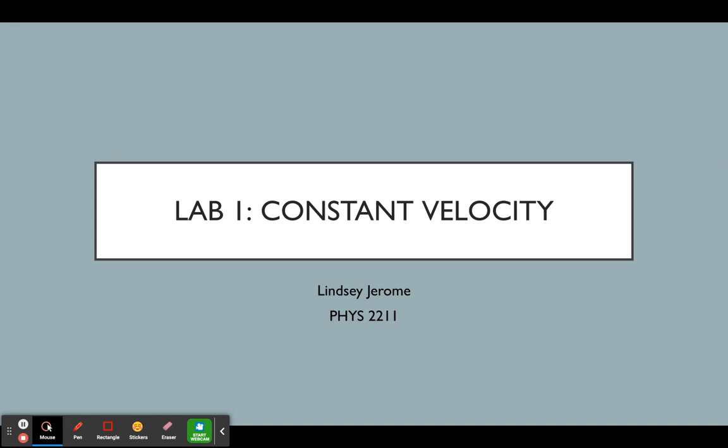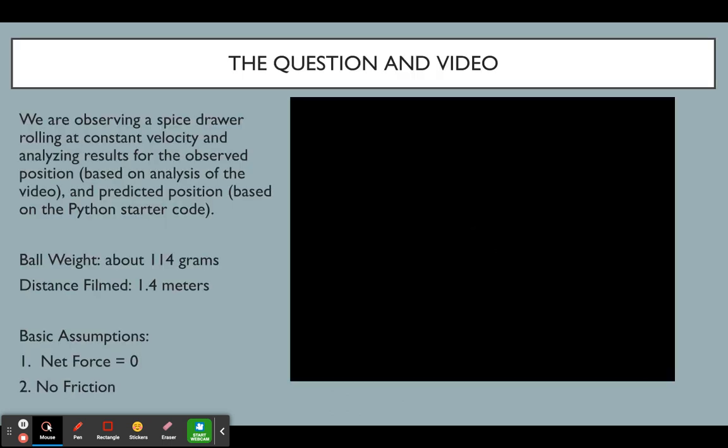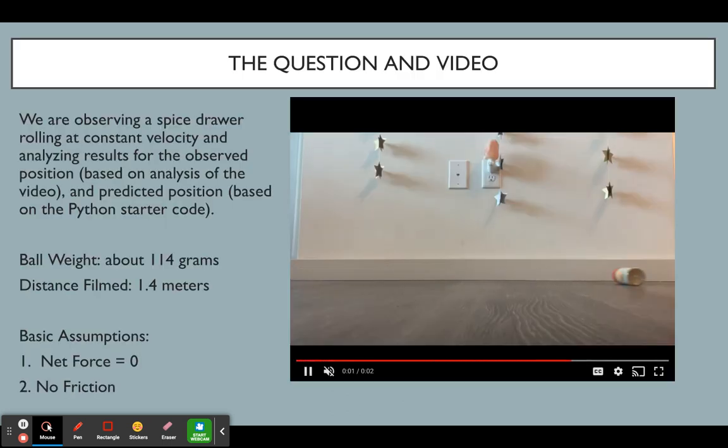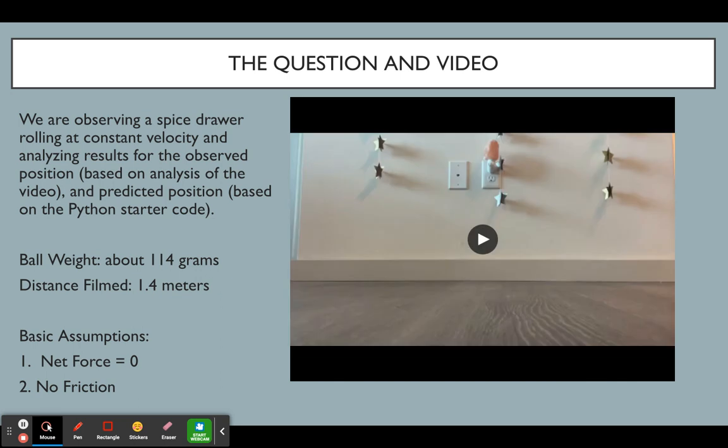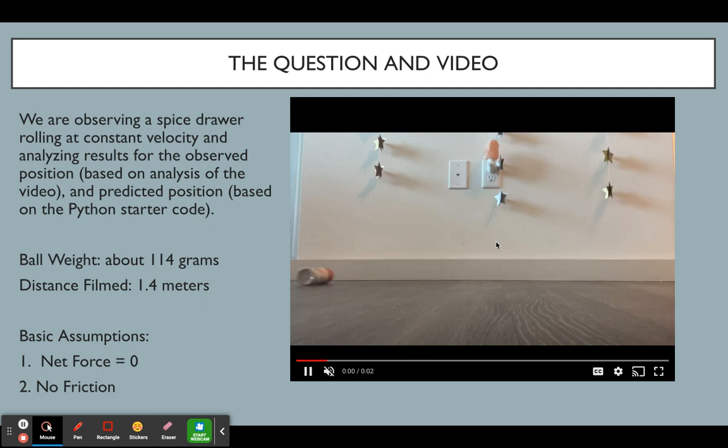This lab observes a spice jar rolling in the positive x direction at a constant velocity, supporting Newton's second law and demonstrating that when net force is equal to zero, the velocity is constant. The system that we are looking at is the moving spice jar, and the surroundings are everything else. Newton's second law is that net force is equal to mass times a change in position over change in time.